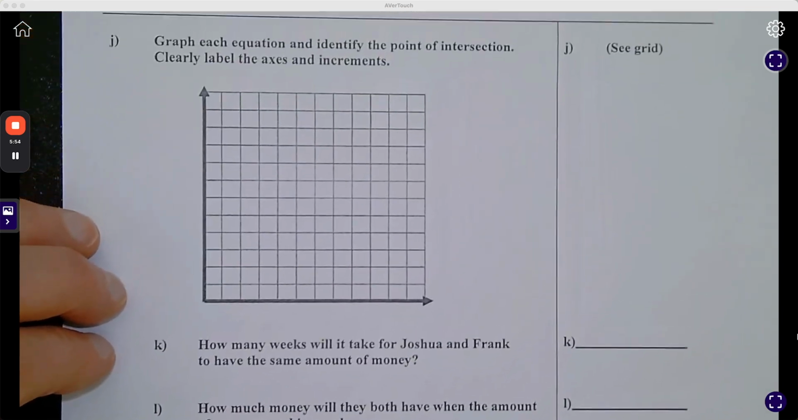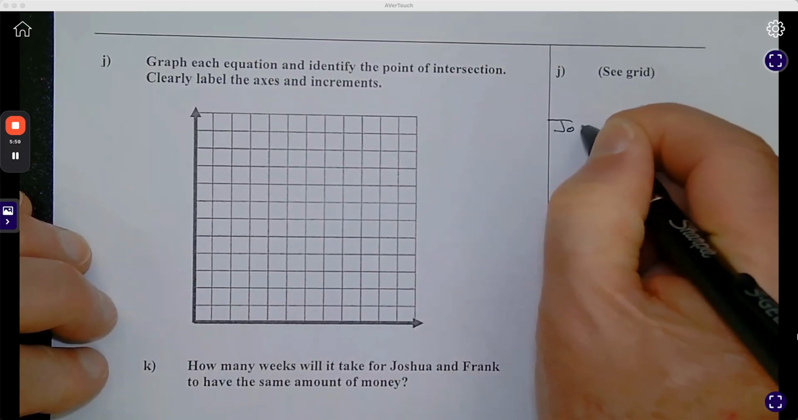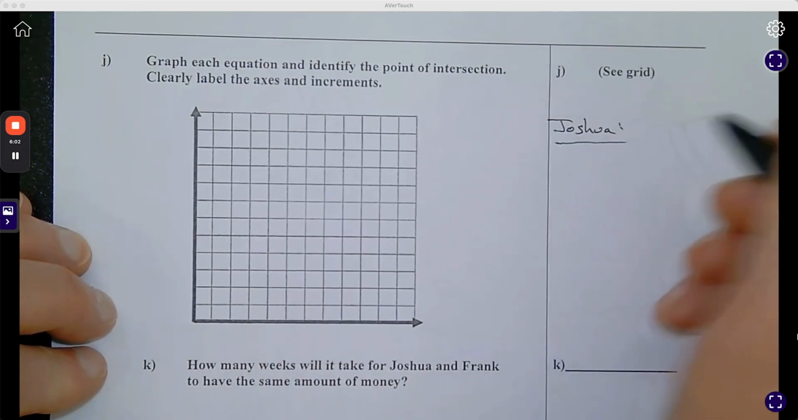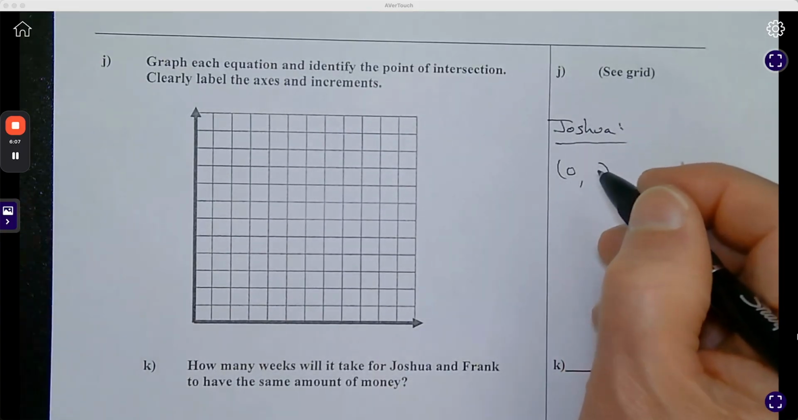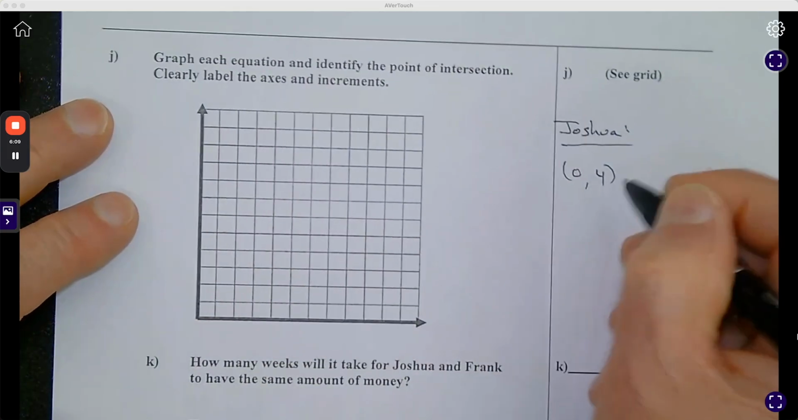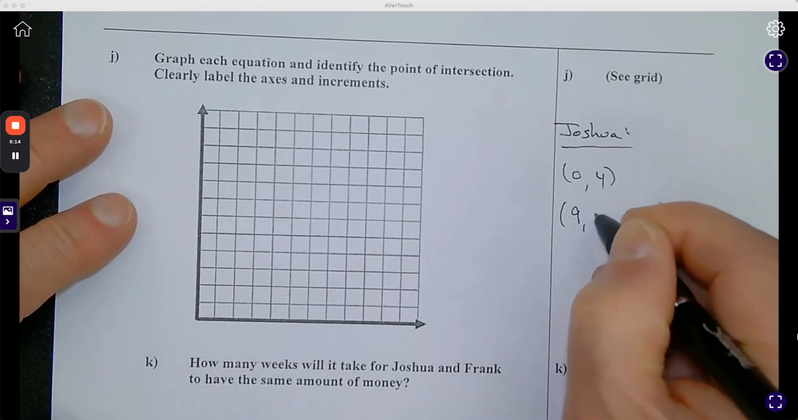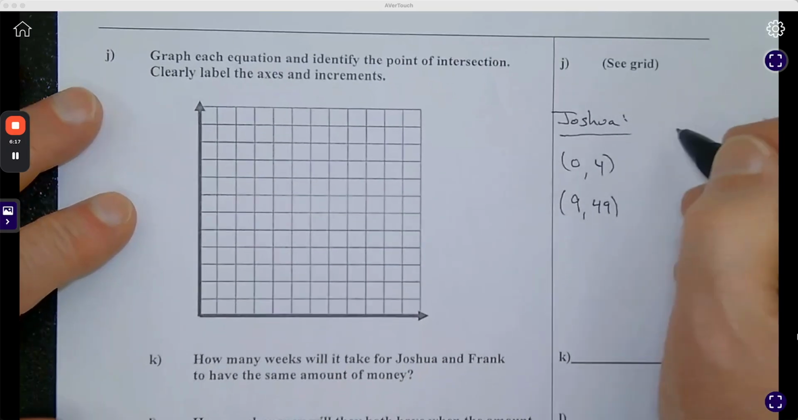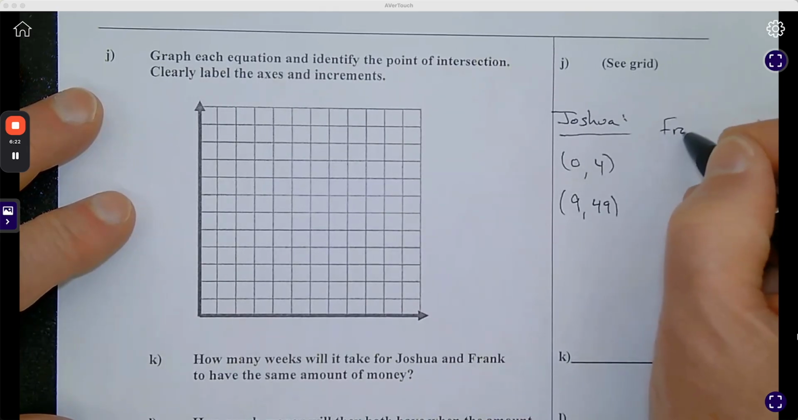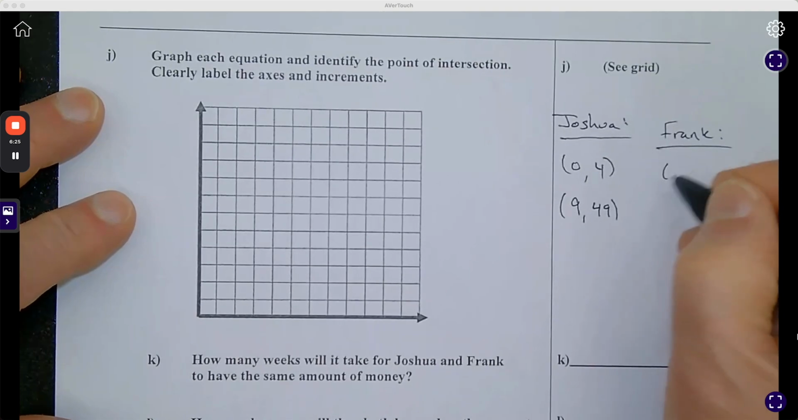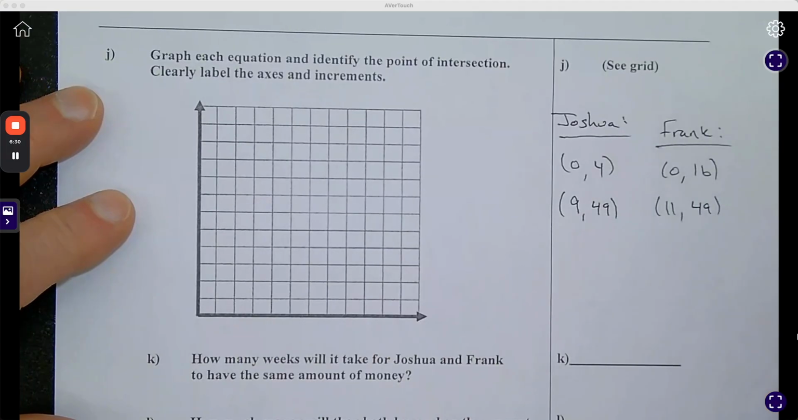Okay, let's graph this thing. To graph it, I'm going to go to Joshua. I'm going to find the minimum and maximum point. Remember, at time 0, Joshua had $4. And at 9 weeks, yep, 9 weeks, Josh had $49. Our friend Frank started out with 16, and it took Frank 11 weeks to get $49.